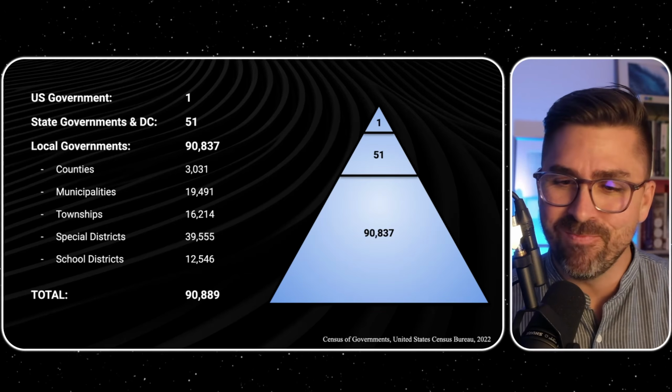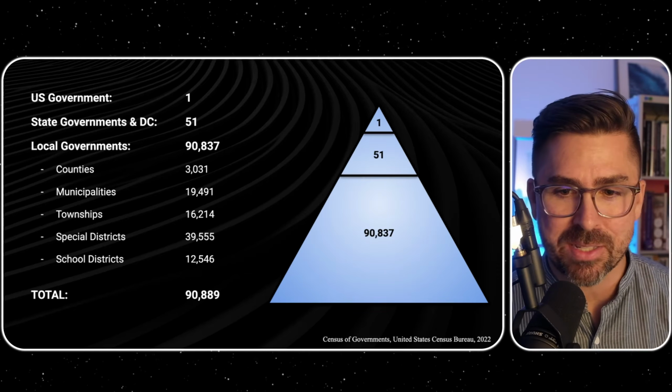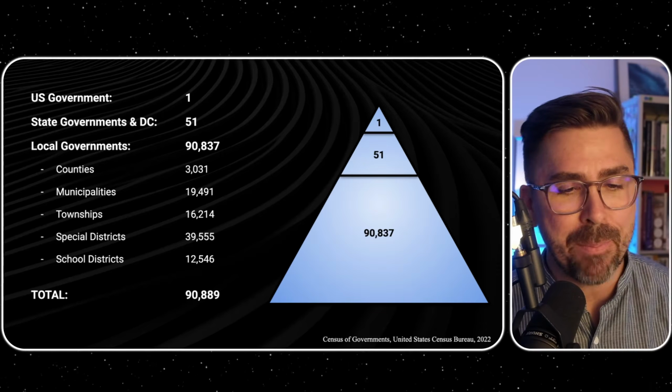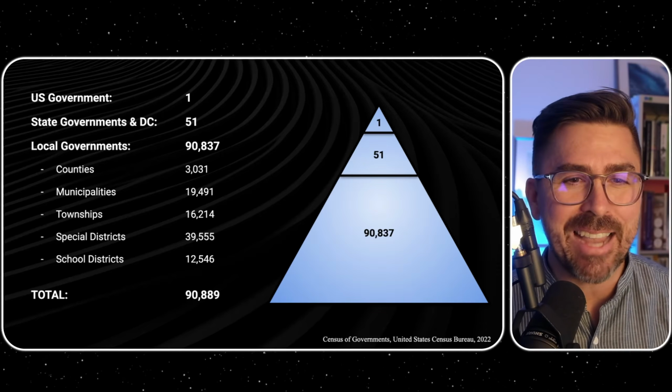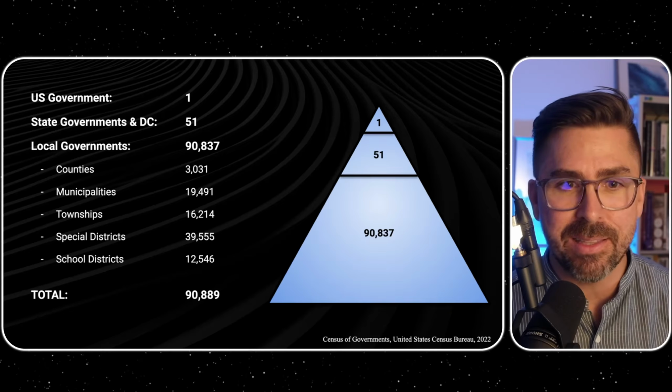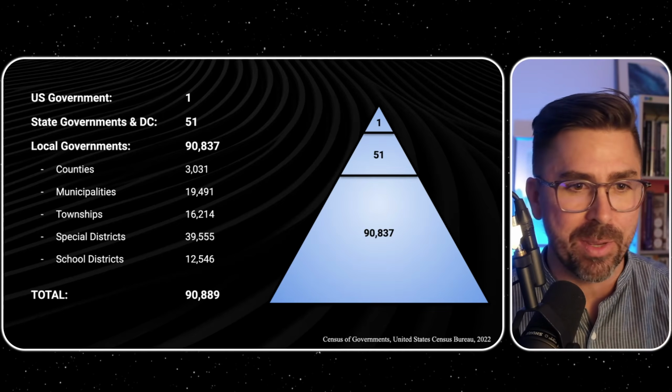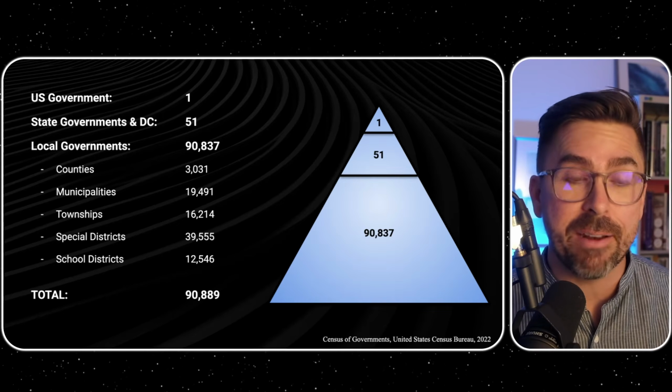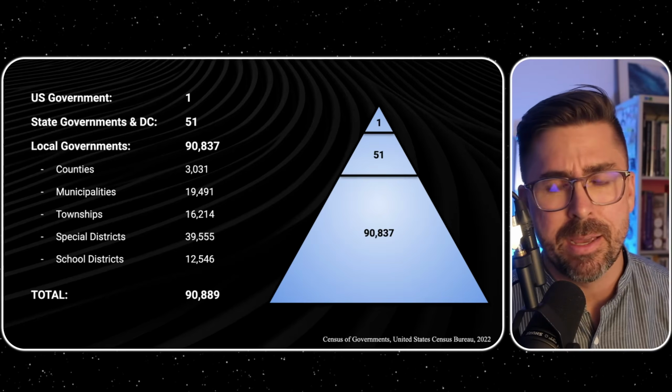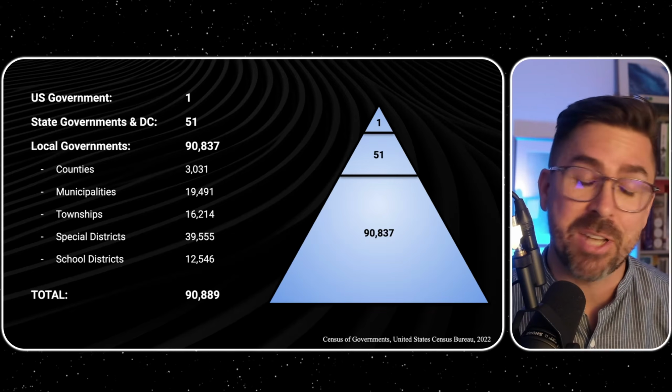In fact, it might surprise you to find out that we have a lot more than one government. As of 2022, when the U.S. Census Bureau put out an update, at that time we had over 90,000 governments in the United States. Of course, we've got our national government in Washington, D.C. We've got 50 state governments plus the city of D.C. itself, which has its own government.